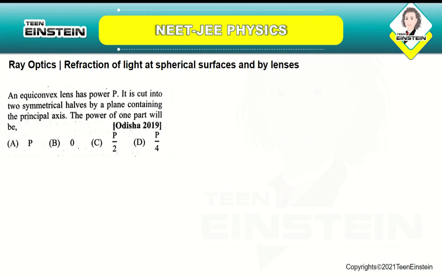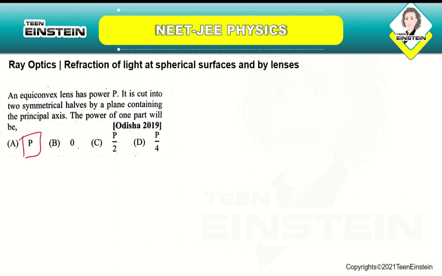So here, when an equiconvex lens is cut symmetrically along the principal axis, the 2 parts formed will have an equal focal length. Since it's an equiconvex lens, when you cut it at the center into 2 parts, both will have an equal focal length. So since they have an equal focal length, the power is the same. The power of one part will be equal to the power of the other part. So the correct answer is option number A.